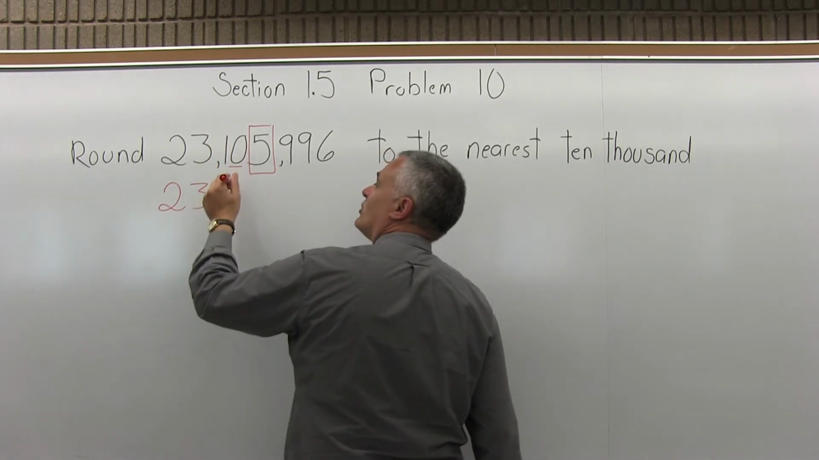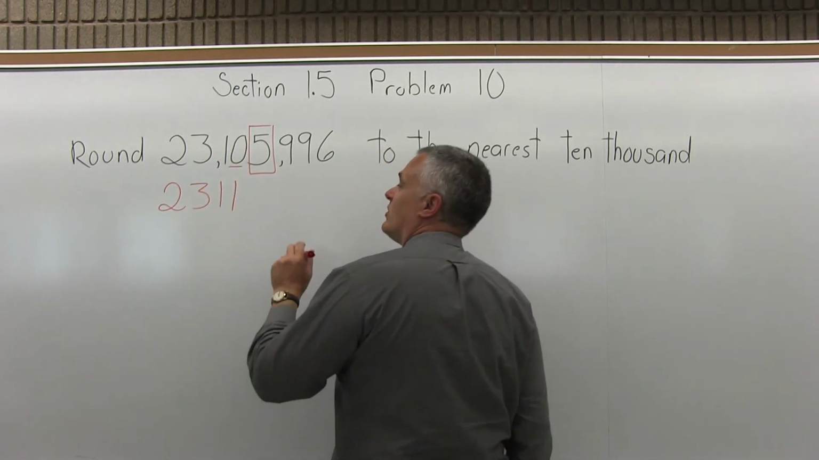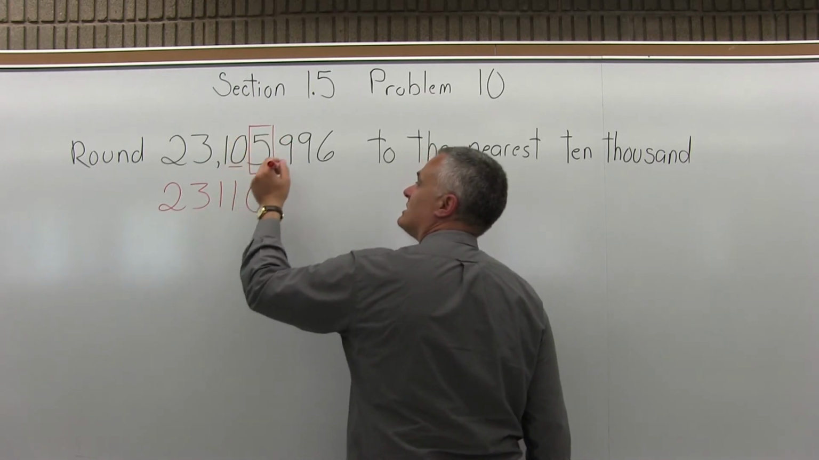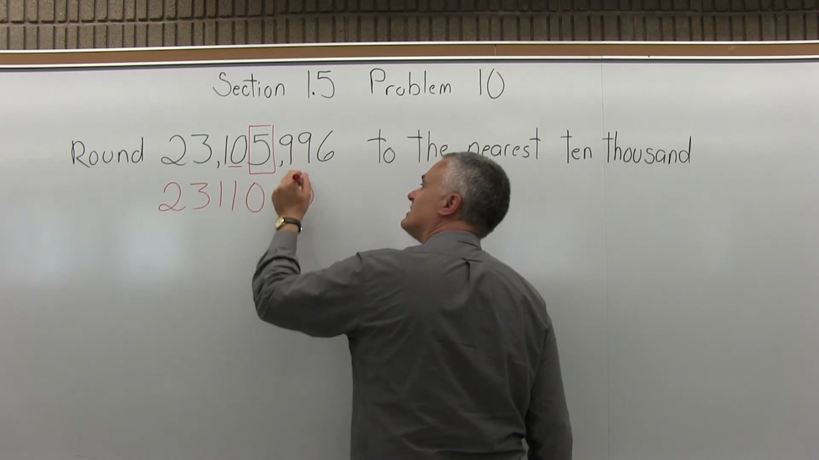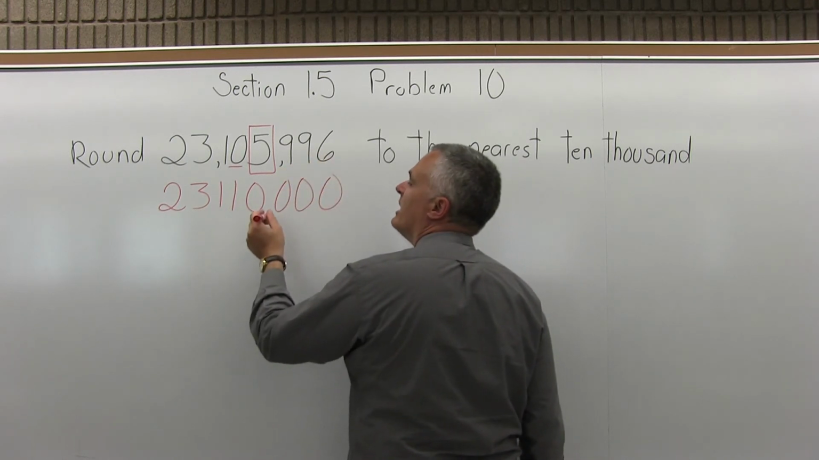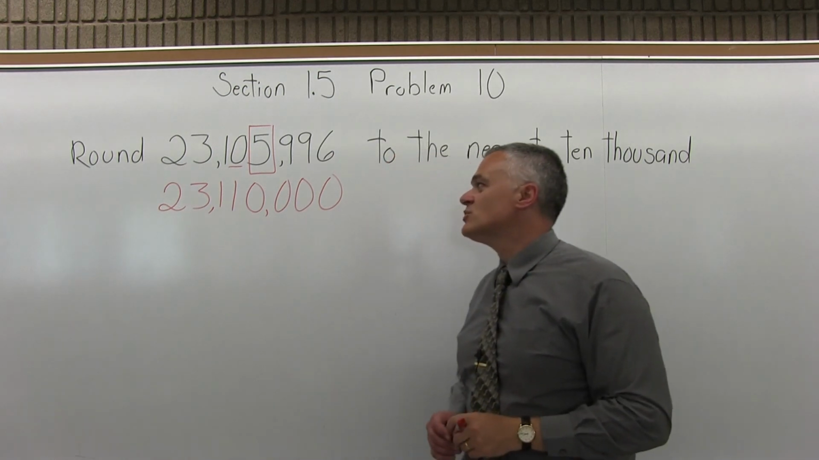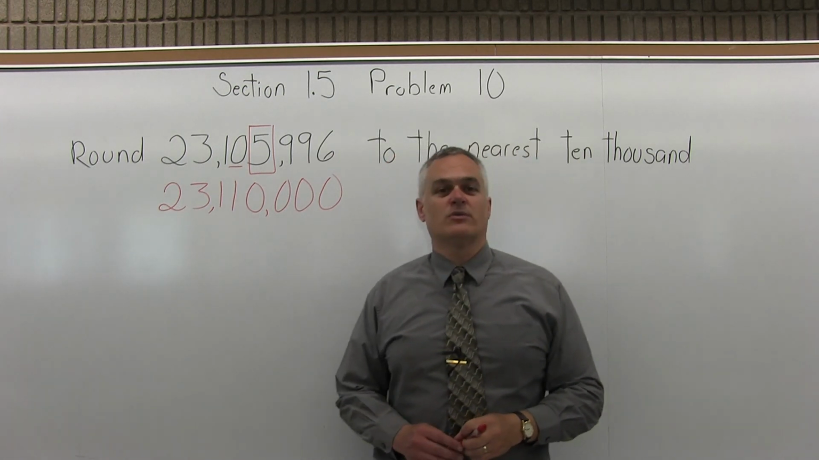The 0 will turn into another 1. It increases to a 1. And then everything after that turns into a 0. The 5 turns into a 0. Both 9s turn into 0s. The 6 on the end turns into a 0. And we can put in our commas every 3 digits. And the answer is 23,110,000.